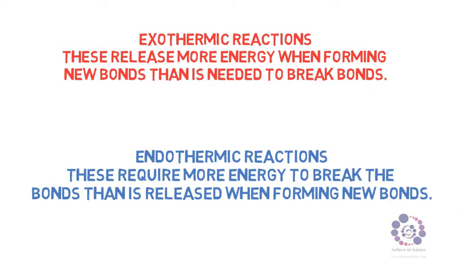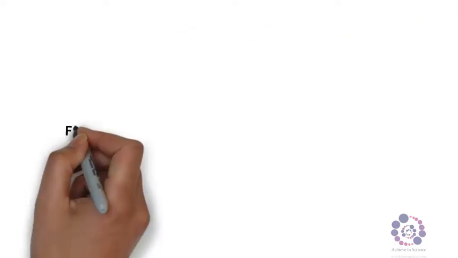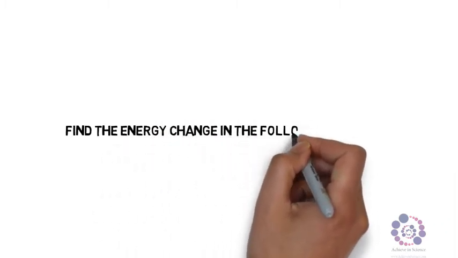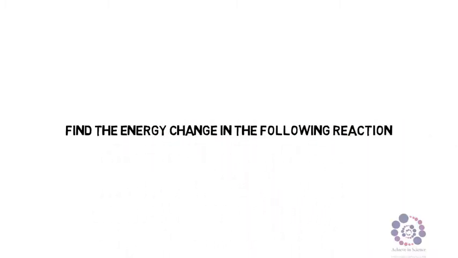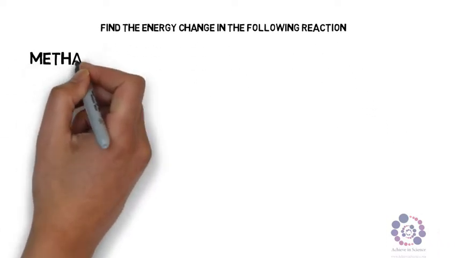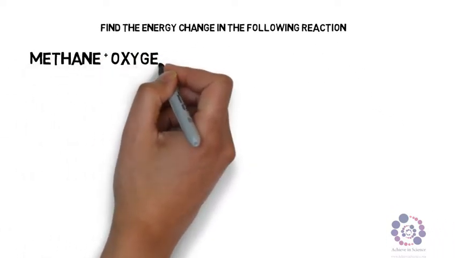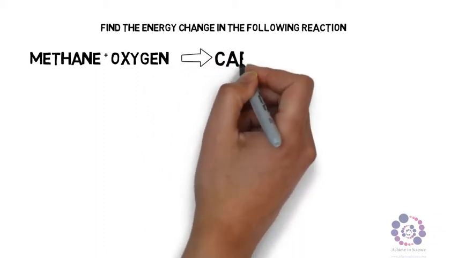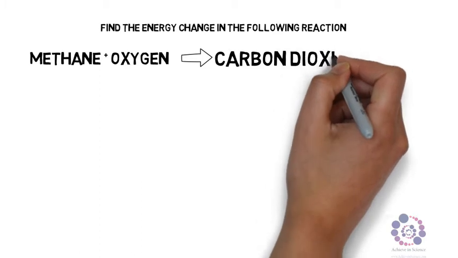Let's put this into practice then. So if we find the energy change in the following reaction, let's use the reaction between methane and oxygen. Methane and oxygen react together to produce carbon dioxide and water. Therefore, the reactants are broken down and new products are being formed. We can represent this via a balanced symbol equation.